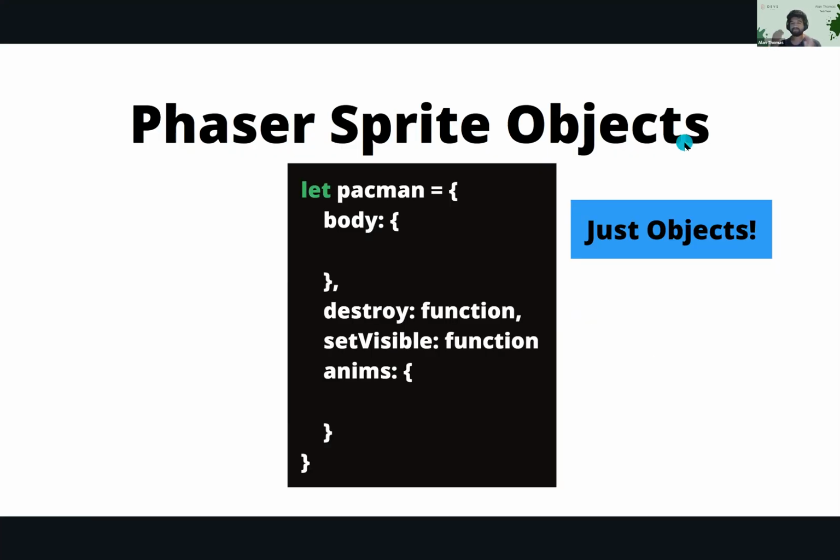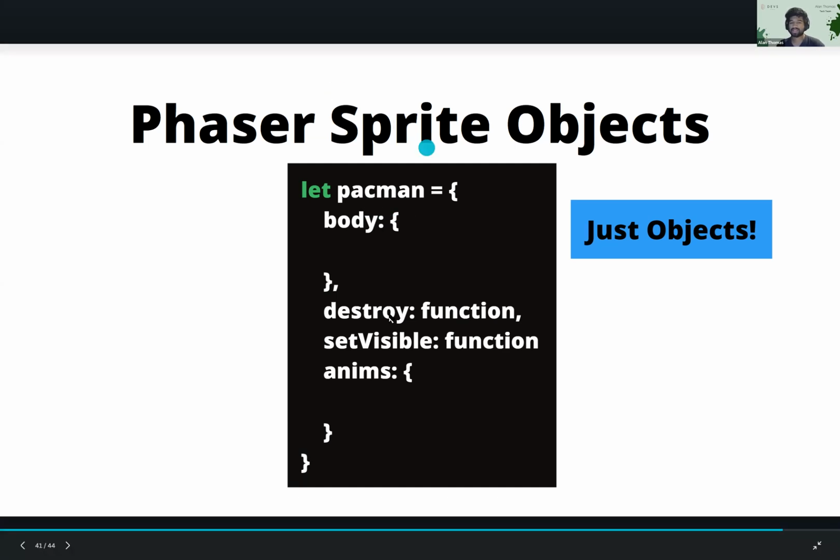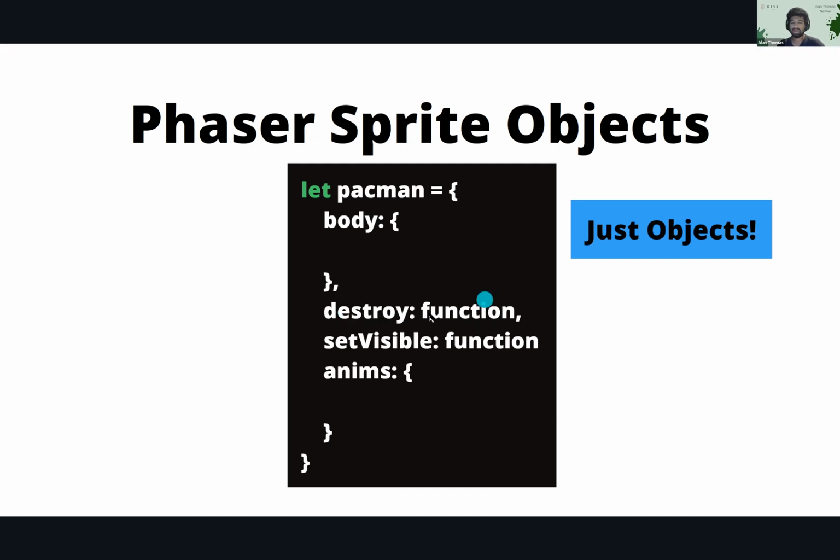And just as we learned before, these sprite objects have key value pairs. For instance, it might have a body key, and that body key controls all the physics that have to do with a game object. It has a destroy key, which is actually a function, and that destroys the sprite. It has a set visible key, which will set a game object to invisible or visible, and also has an anims key, which you can access to play certain animations and so on and so on. We'll actually read through the documentation to get a better understanding of what each of these keys do.